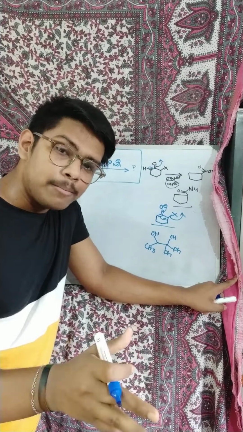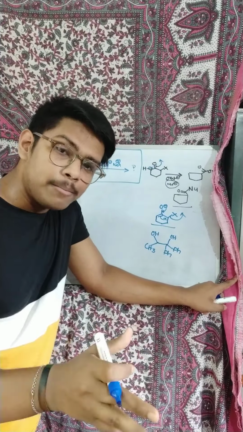Now, another important example, very important from the GATE and CSIR NET perspective, or also the IIT JAM perspective. You have this type of compound with CH3. Now you have Br2 in Et2O. This was the first reagent, and the second reagent is OMe minus. What will be the product? That was the question.